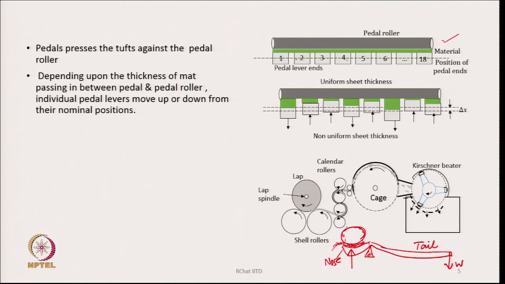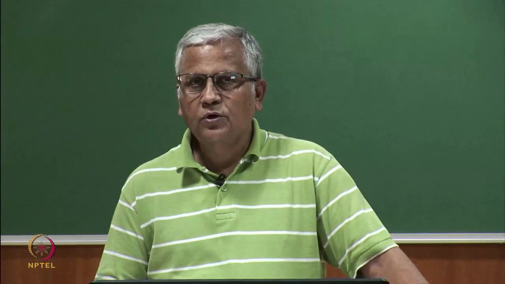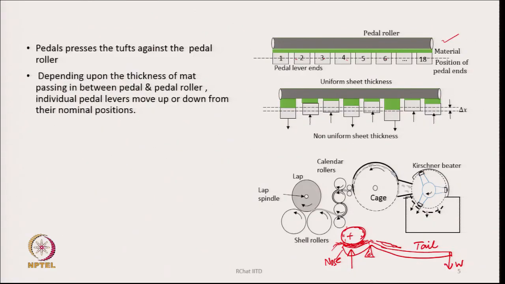Because of this weight which is here on the tail end, the nose end will try to move up and it will try to compress the sheet of cotton or the fiber, whichever is here, that will be pressed. So, the material is made to pass in between the nose part of the pedal and the pedal roller, and the nose part has a force acting upwards, and hence it is trying to compress the tufts which are there. This is how the pedals will be working.